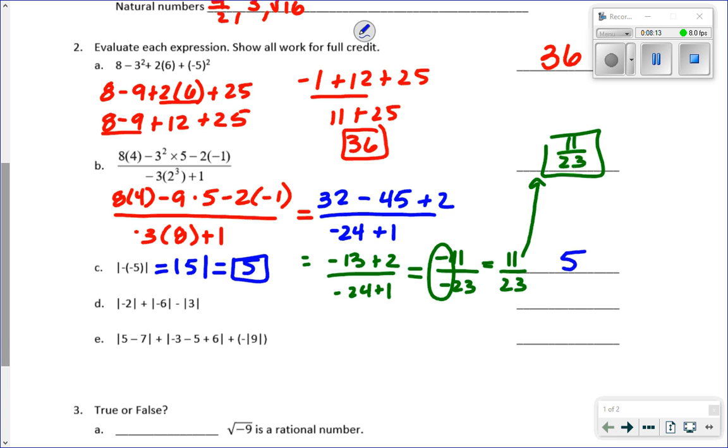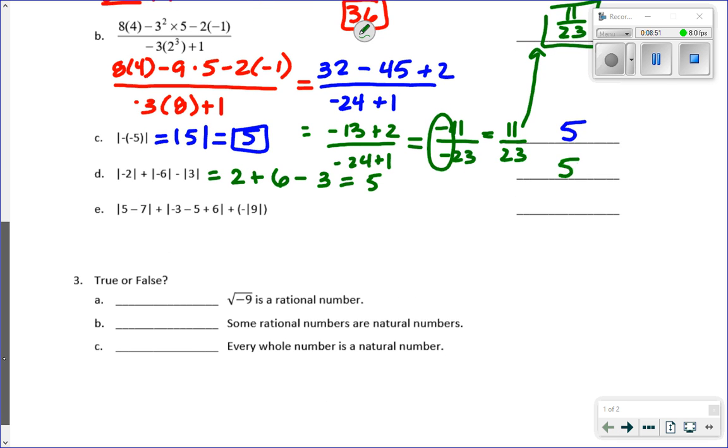Okay, part D, I've got absolute value of negative 2 plus absolute value of negative 6 minus absolute value of 3. So I'm going to simplify each of those individually and then put them together. So absolute value of negative 2 is positive 2. Absolute value of negative 6 is 6. And the absolute value of 3 is 3. The signs in the middle just carried over. And now I just need to work from left to right. So 2 plus 6 is 8. 8 minus 3 is 5. So 5 is my answer to part D as well.